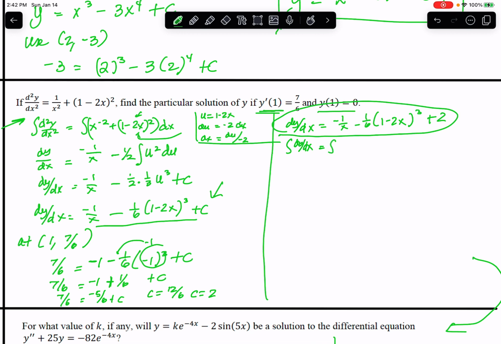y equals the integral of negative 1 over x minus 1/6 (1 minus 2x) cubed plus 2, and that whole thing is dx. And so we're going to need u substitution here. Well, let's split this guy up. So we have y equals the integral of x to the negative 1, and then minus the integral of, put that 1/6 out there, (1 minus 2x) quantity cubed, plus the integral of 2 dx.